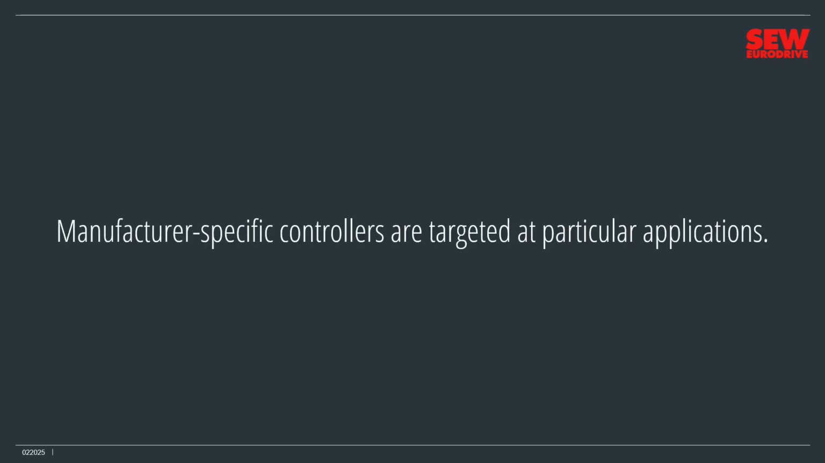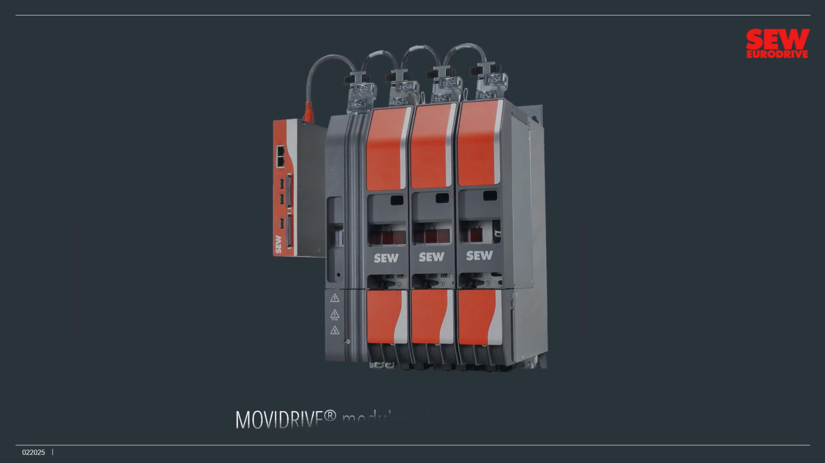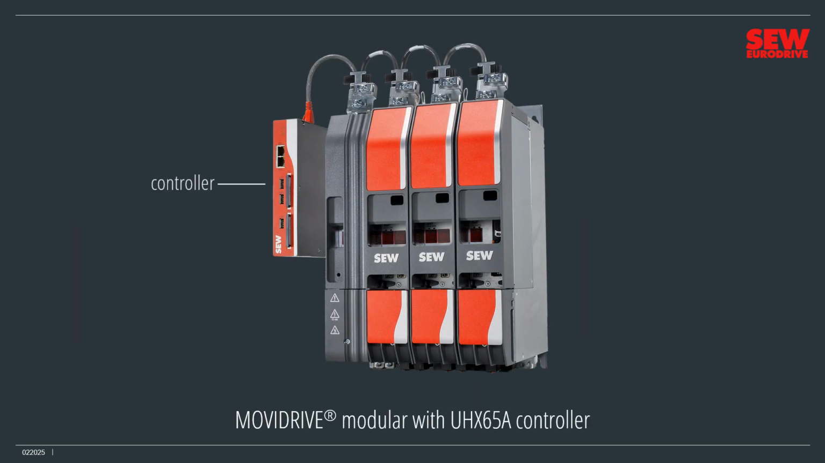PLCs aren't the only way to control a machine. Many automation equipment manufacturers offer controllers designed to pair with their equipment. Manufacturer-specific controllers are targeted at particular applications. For example, SEW Eurodrive's UHX65A controller pairs with its VFDs, offering a powerful combination that can do very sophisticated drive tasks like robotics. This MoviDrive modular unit is actually 5 VFDs sharing a common power supply.